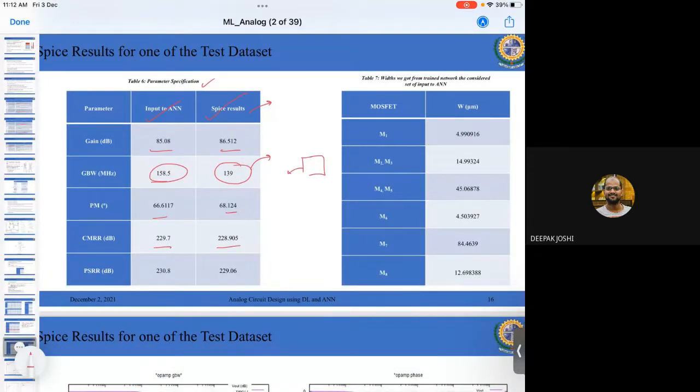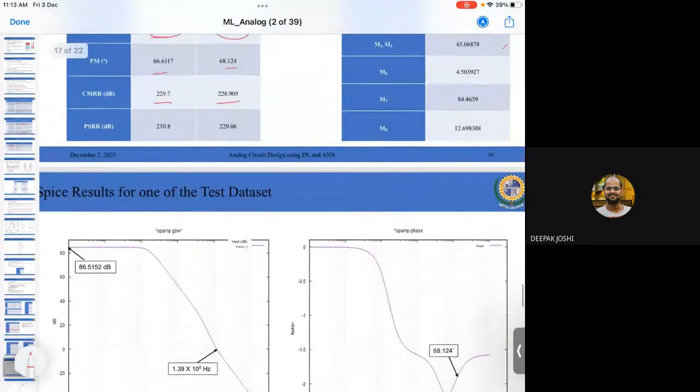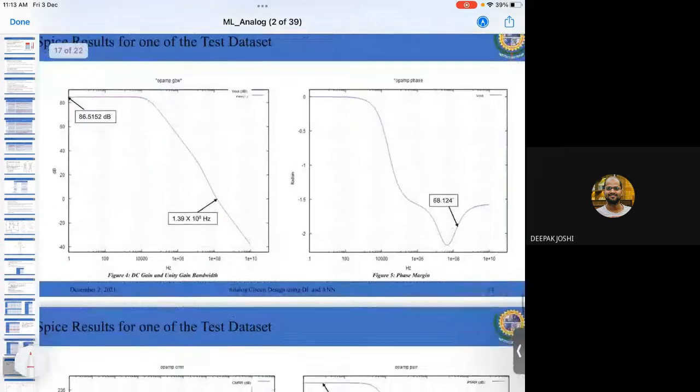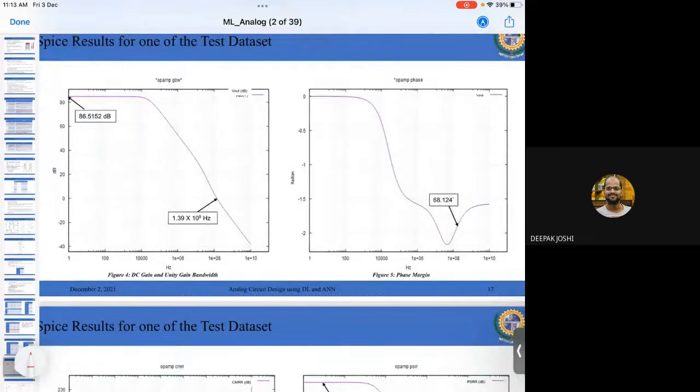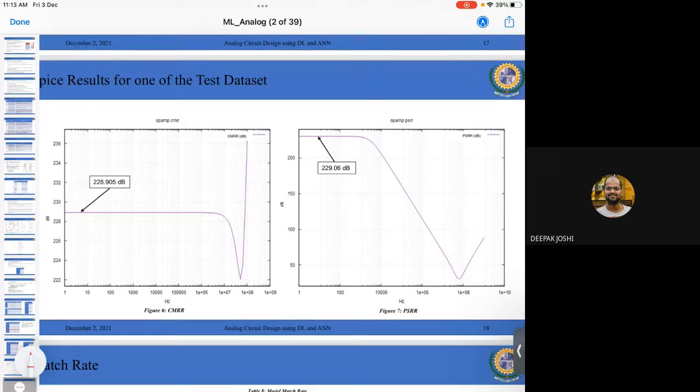Okay, in the next table, you can see the widths which are generated at the output end after the training network. These are the results with the same design vector. We have generated some of the results here, and similarly, CMRR and PSRR are also achieved.